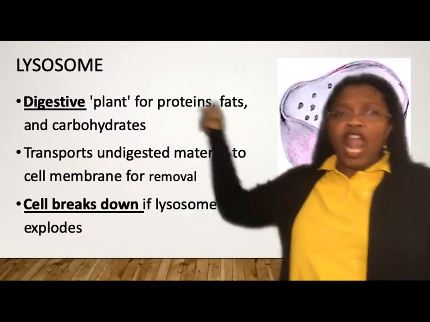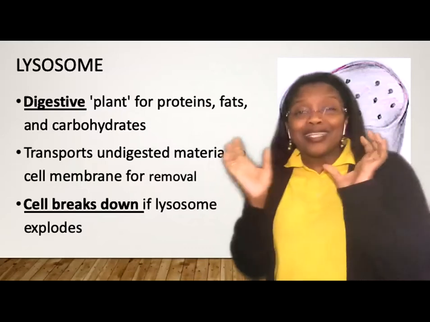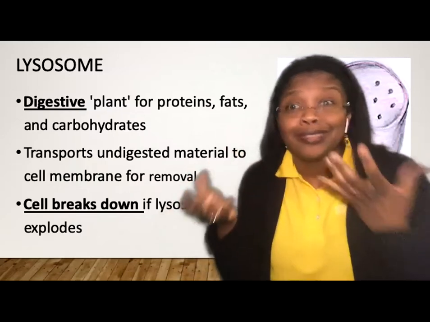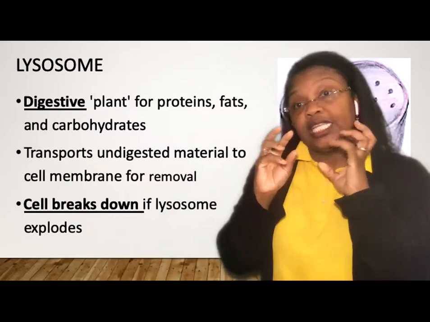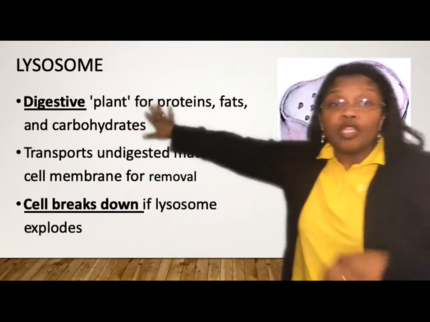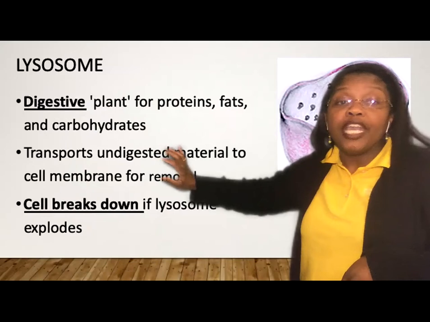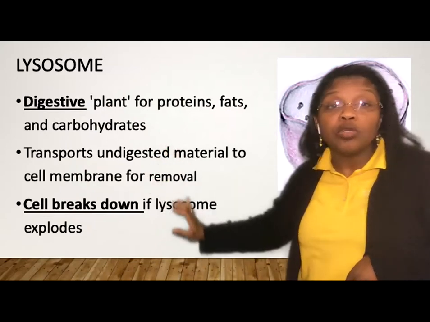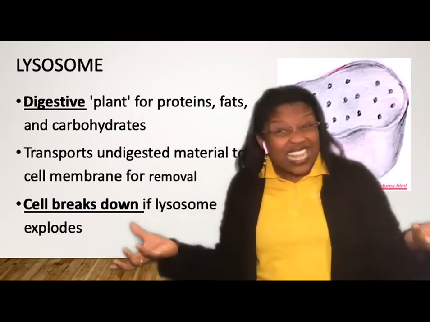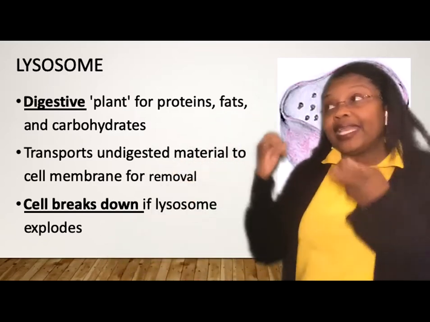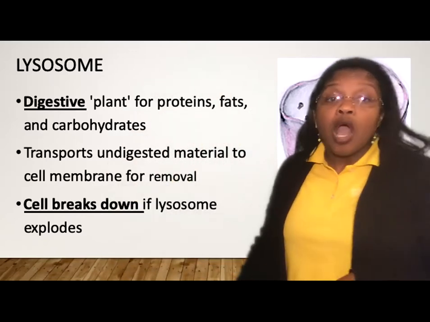He is the lysosome. This isn't exactly the best picture in the world, but a lysosome looks like a little round blob, and inside it has all kinds of digestive enzymes. It is considered the digestive plant. It will break down proteins, fats, carbs. It can transport undigested materials to the cell membrane to be removed. So in other words, if I have waste in the cell, the lysosome can take it and dump it outside the cell into the bloodstream to be removed from the body.